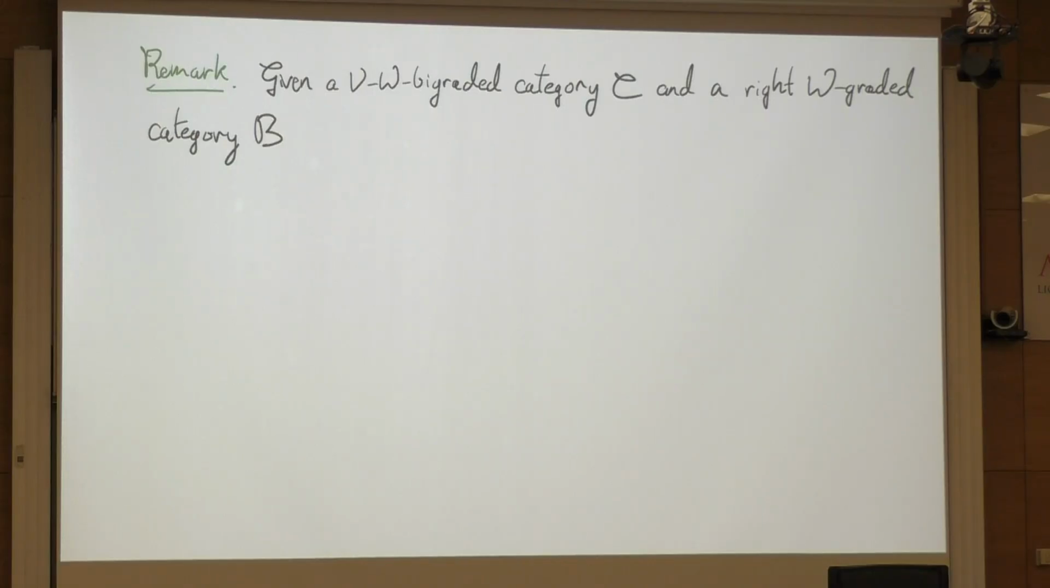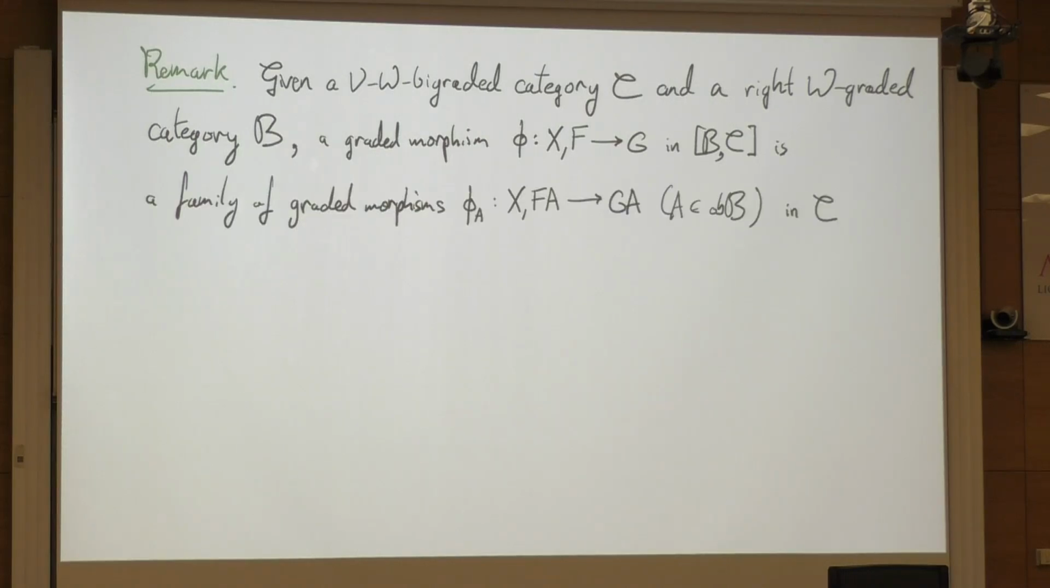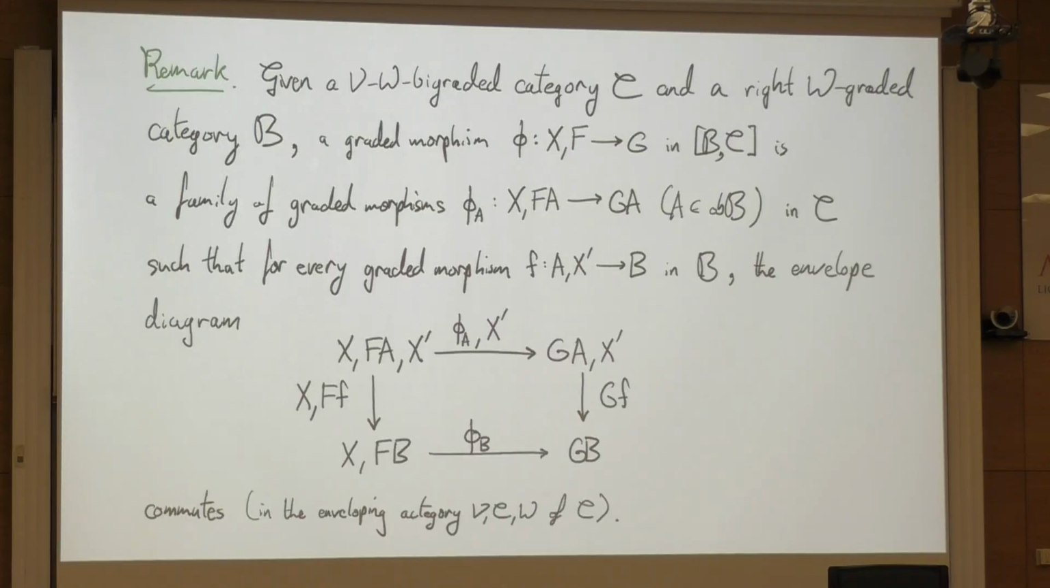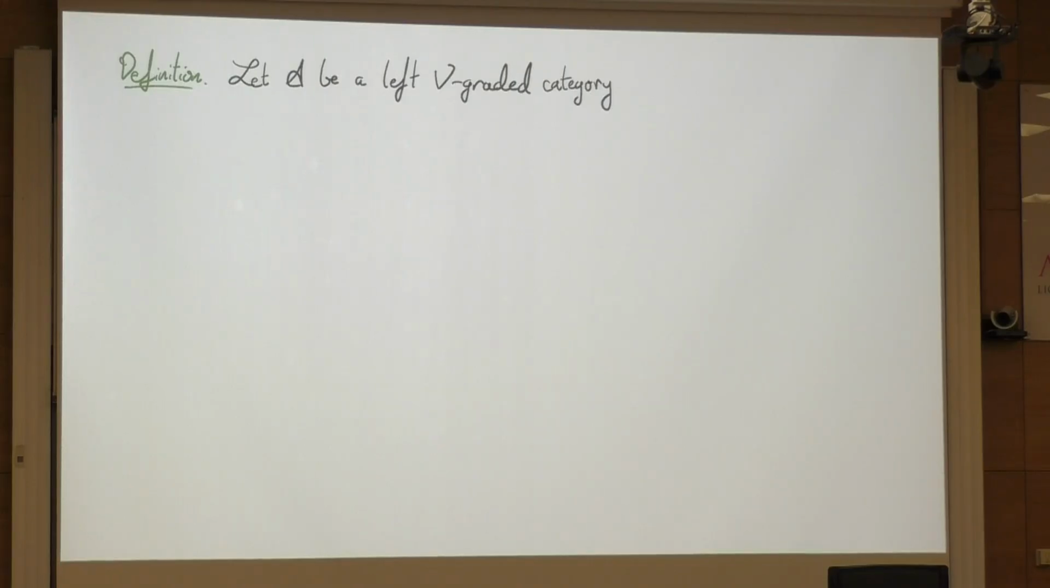And so we can look at this in more detail, and a graded morphism in there is a family of graded morphisms in C that satisfy a certain naturality condition, such that for every graded morphism F of this form, this envelope diagram commutes. Okay, I'd like to spend more time on it, but in the interest of time, I'll flip forward. So, we can also perform the following construction to give us a notion of bifunctors.